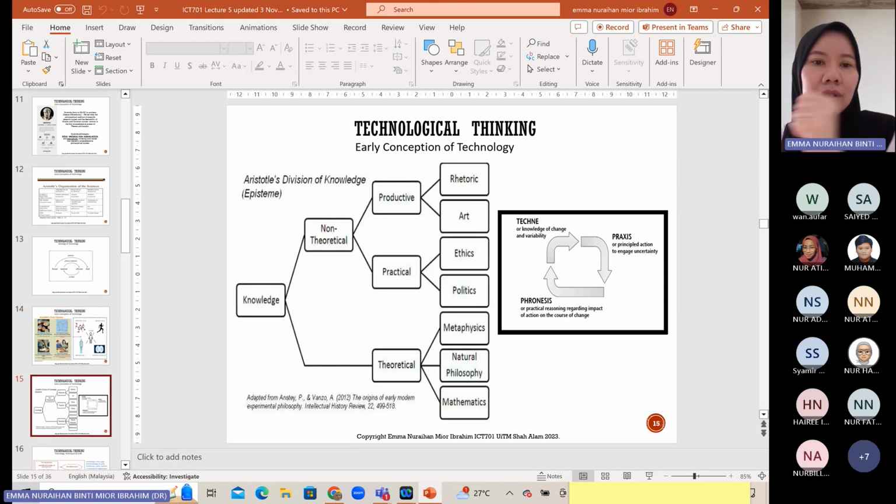Alright, so the early conception of technology. From Aristotle just now, this is the concept: knowledge comes from non-theoretical and also theoretical. Theoretical are concepts you learn from books. That knowledge, for example formulas, physics, biology, chemistry and all that. But non-theoretical, for example, knowledge from practice. For example, our ancestors' knowledge, which we put into books, such as traditional remedies. Actually, where did our ancestors' knowledge really come from?